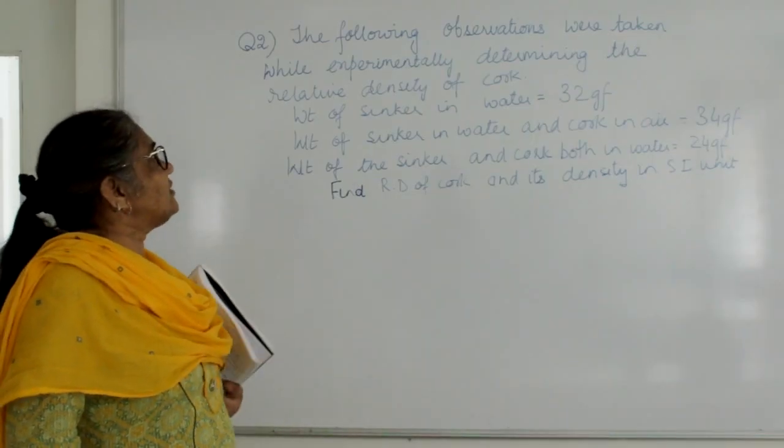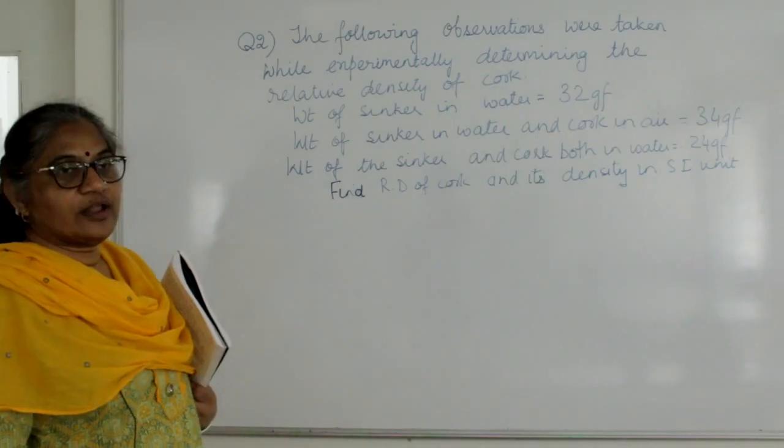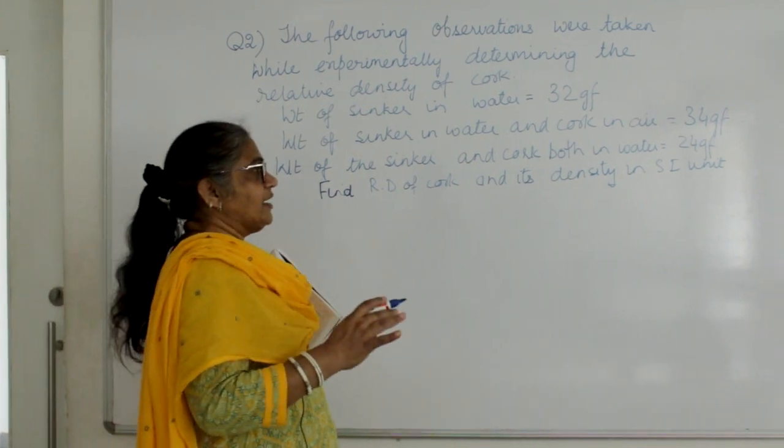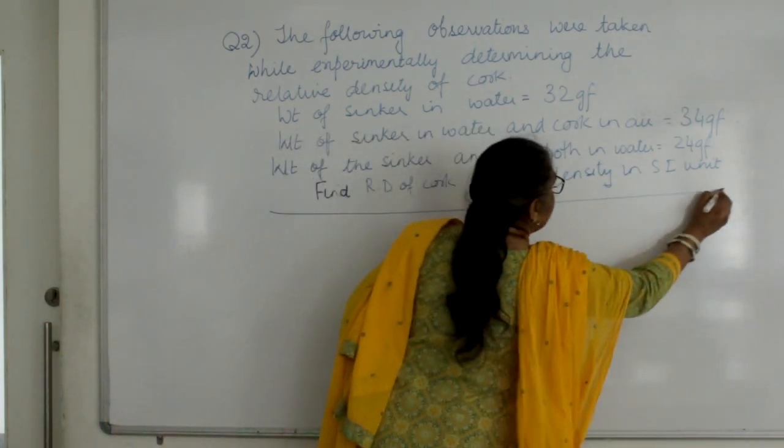Okay children, the next question says the following observations were taken while experimentally determining the relative density of cork. The weight of sinker in water is given to be 32 gram force, weight of sinker and cork in air is given to be 34 gram force. Weight of the sinker and the cork both in water is given to be 24 gram force. Using this, you have to find the relative density of cork and also you have to find its density in SI unit. Now, using the formulas that you have already done, just calculate this and then we will check the solution done by you.